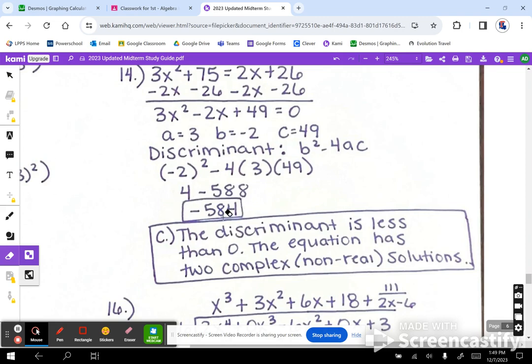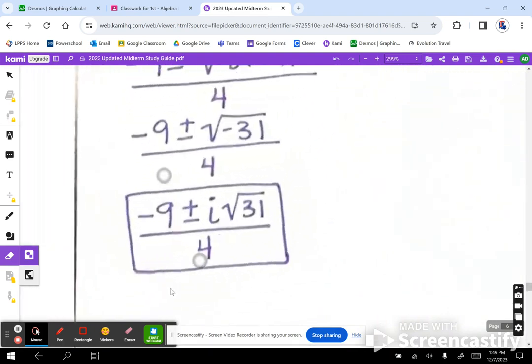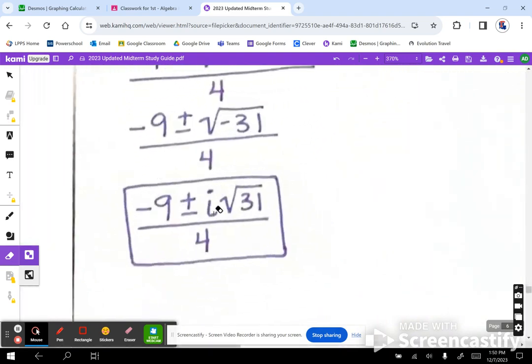Okay, that means that my discriminant is less than 0 and the equation has two non-real solutions. If the discriminant is less than 0, you have two complex non-real solutions, meaning your two answers are going to have an i in them, just like we did over here. My two answers are non-real.